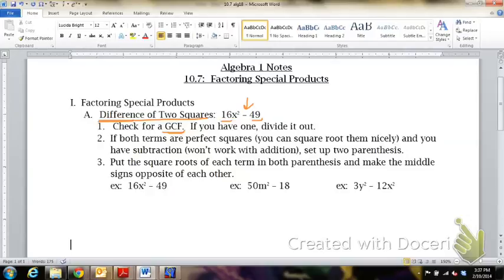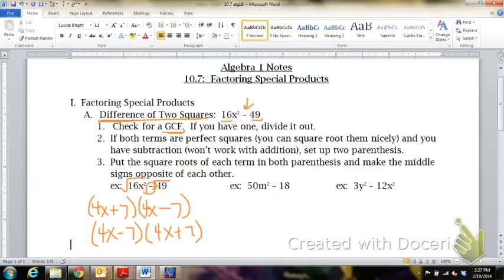So 16 and 49, there's nothing that goes into those, and they are both perfect squares. So now I'm going to square root. Square root of 16 is 4, and x squared becomes x. So 4x, 4x. Square root of 49 is 7 and 7. I want them to multiply to be a negative, so one has to be a plus, one has to be a minus. Doesn't matter which one you put first, because it's the same thing, just one's a plus and one's a minus.